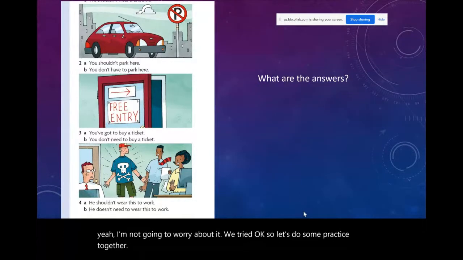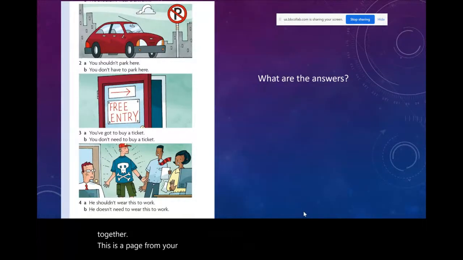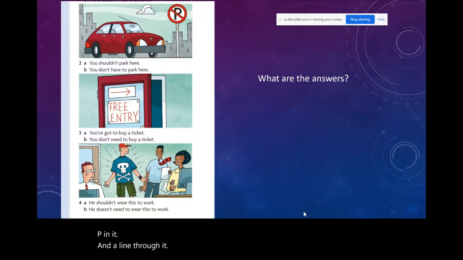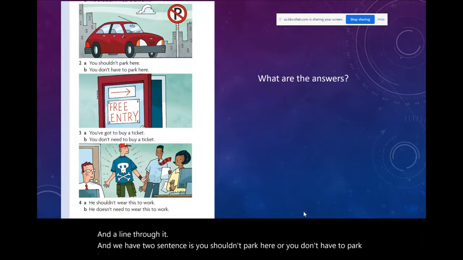Okay, so let's do some practice together. This is a page from your book, okay? It's just copied here. So we have a picture of a car, and then right next to the car, there's a sign that has the letter P in it and a line through it. And we have two sentences. You shouldn't park here, or you don't have to park here.